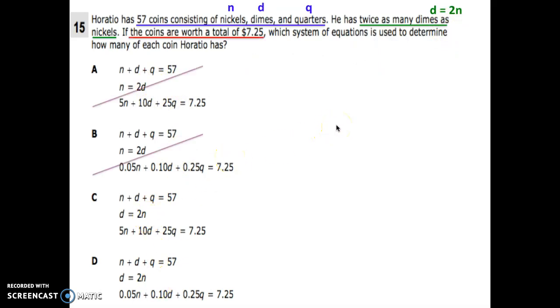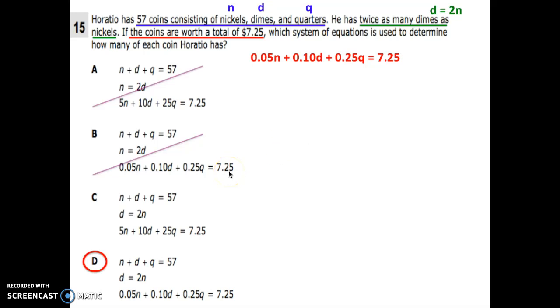And our last equation, it says the coins are worth a total of 7.25. Keep in mind that nickels are 5 cents, dimes are 10 cents, quarters are 25 cents. So we write our equation like this in cents. So we got to put these decimals 0.05, 0.10, 0.25, 7.25. So our answer is D.